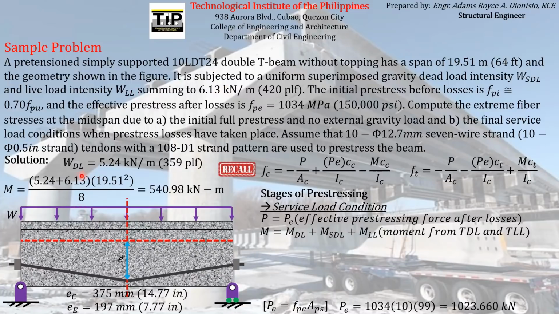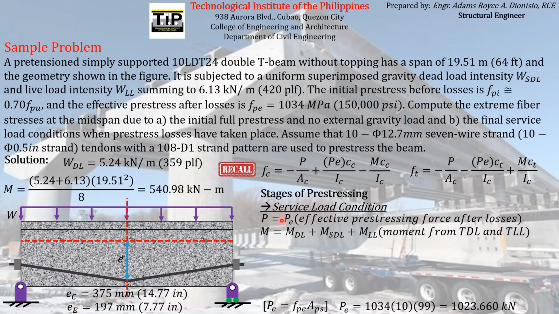So we just have to add the sum of the superimposed dead load and live load to the weight of the dead load itself. So that will be our W. L will still be the same, 19.51 meters over 8. So the moment due to all of the service loads is now equal to 540.98 kilonewton meter.